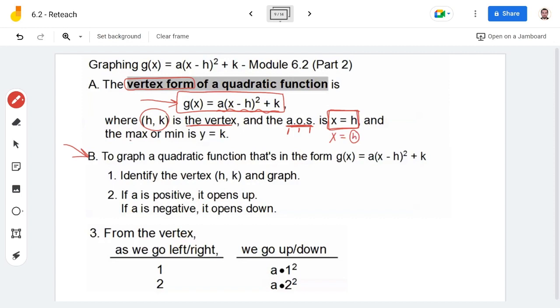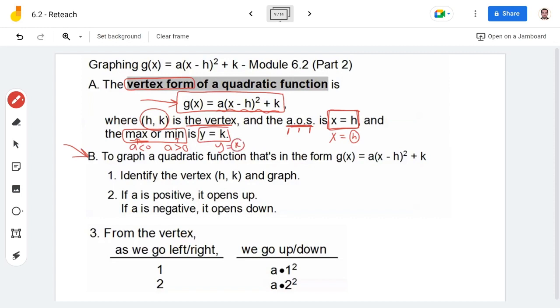Okay, and we can know maximum or minimum from a. Sorry, it's the opposite: if a is greater than 0, it is a minimum; if a is less than 0, it's a maximum. So it's y equals k. So what's k is the question.